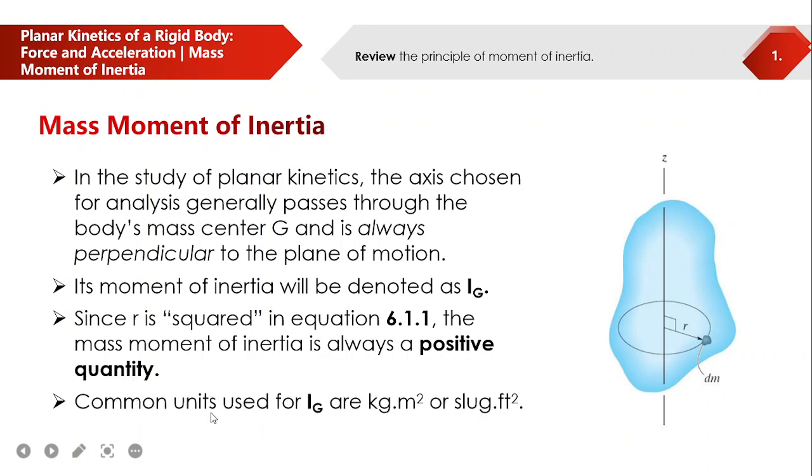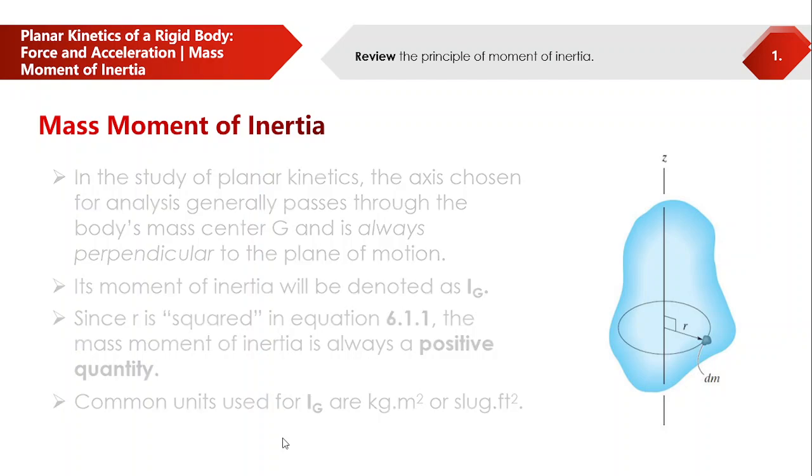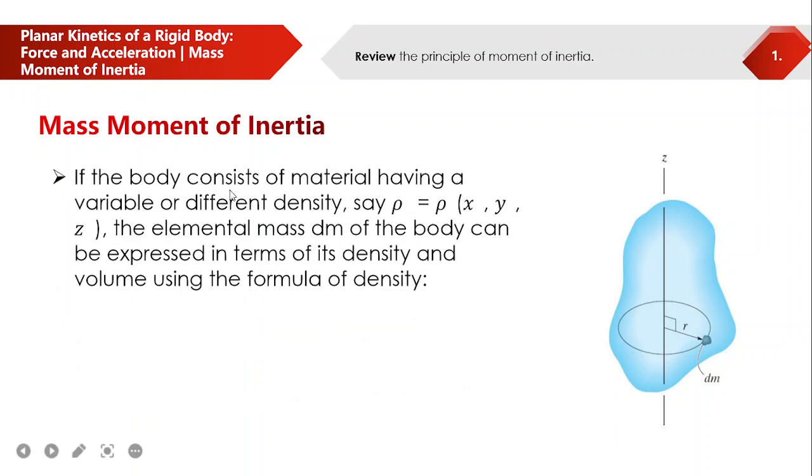Okay? So common units used for I sub G or the moment of inertia are kilograms meter squared, or slug feet squared. Na common units lang siya. Okay, so if the body consists of material having a variable or different density, say rho is equal to rho of xyz, the elemental mass dm of the body can be expressed in terms of its density and volume using the formula of density.